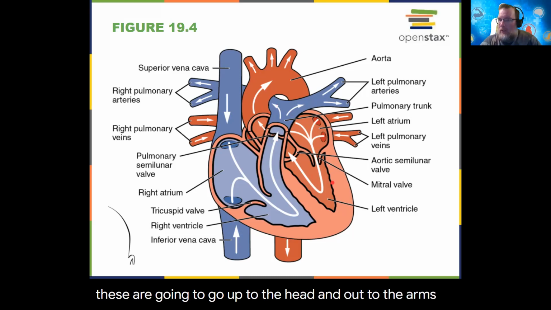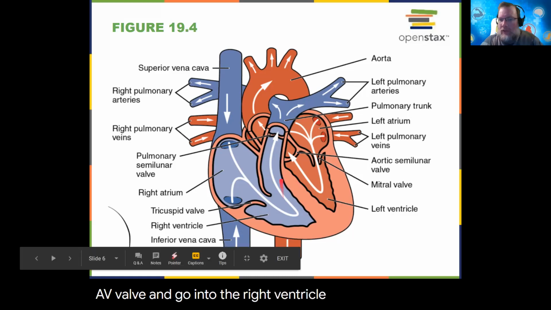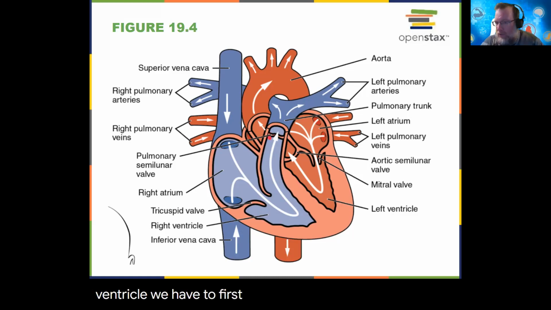Whew. So that's your basics of your heart. We're going to look at a few more slides. You're not quite done. We're pretty close. Okay. Superior vena cava, inferior vena cava, dumping into right atrium. Open up that tricuspid or right AV valve and go into the right ventricle. As we leave the right ventricle, we have to first pass through the pulmonary valve before ending up in the pulmonary trunk and pulmonary arteries.